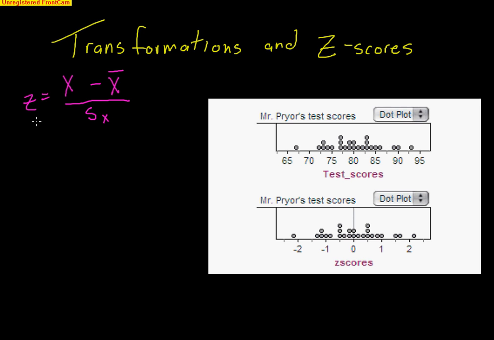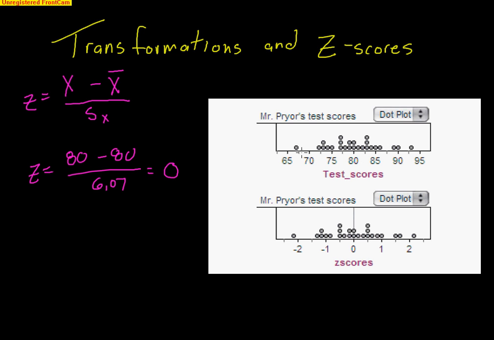So what does this do to data in general? How does this affect data in general? Well, let's think about the center of data. The center of data is your mean, right? So if I were to take the mean and subtract the mean, so if I'm doing Brian's math class, I would take a mean of 80 and subtract the mean of 80 and divide by the standard deviation of 6.07. Now when I do this, 80 minus 80 is 0. 0 divided by 6.07 is 0.